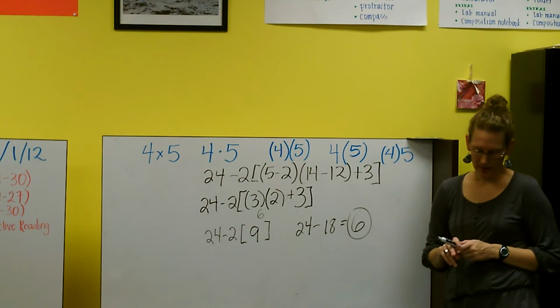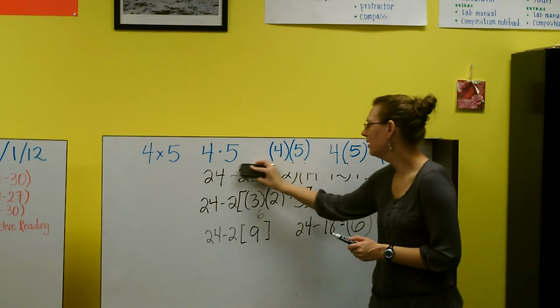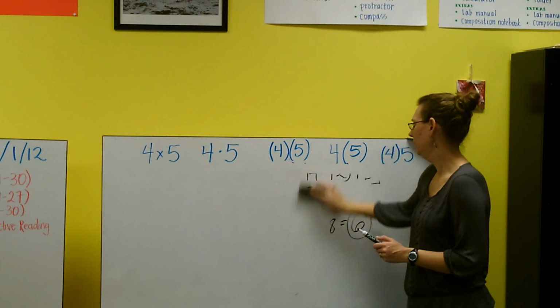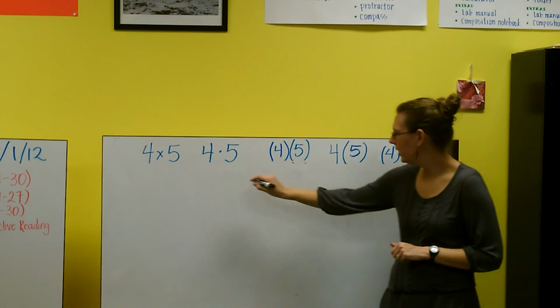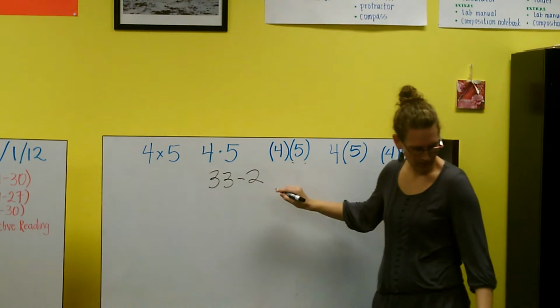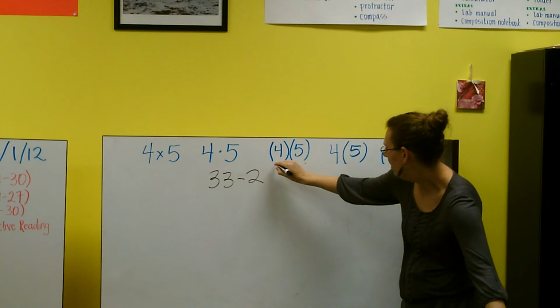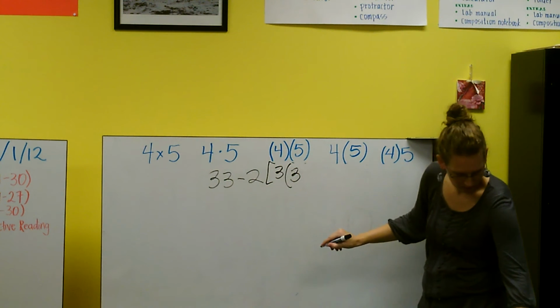Good question. Okay, let's do one more example with our brackets just to make sure that we understand these. Okay, we've got 33 minus 2.